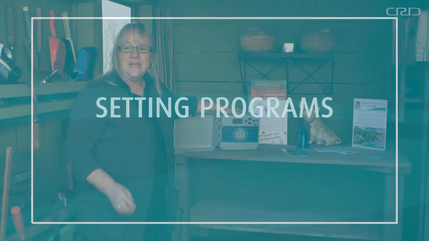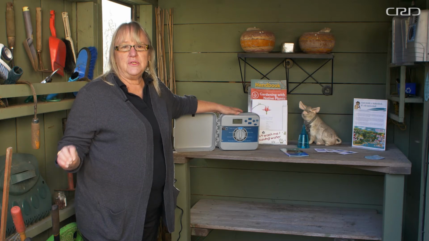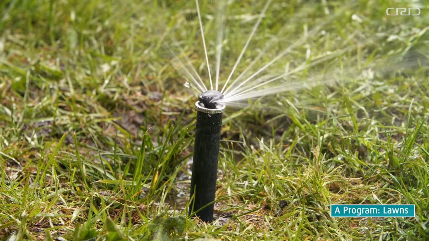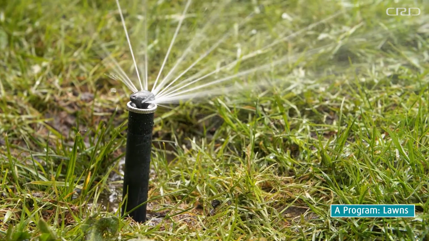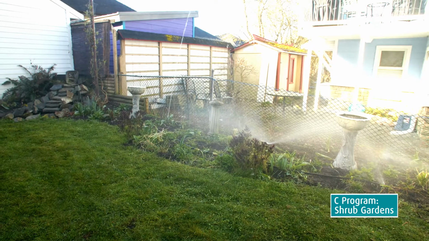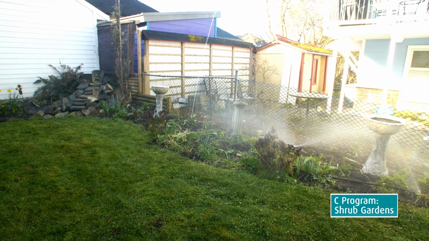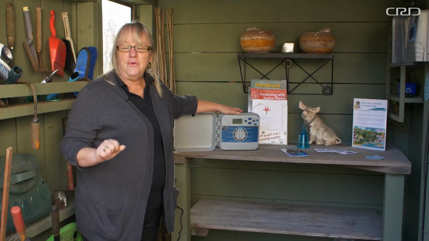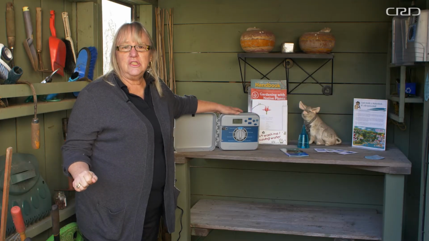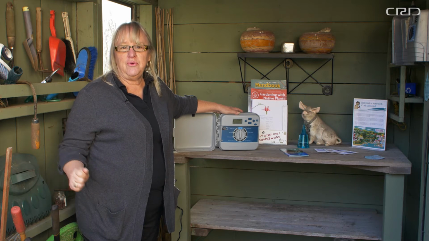Our controller is capable of handling up to three different programs, an A, B, or C. So our A program may be just for the lawns. Our B program may be for our vegetable gardens. Our C program may be for our shrub gardens. All programs are set the same. So we're going to set program A just to handle our lawns for now, and then we'll go back and look to see if we need program B and program C.